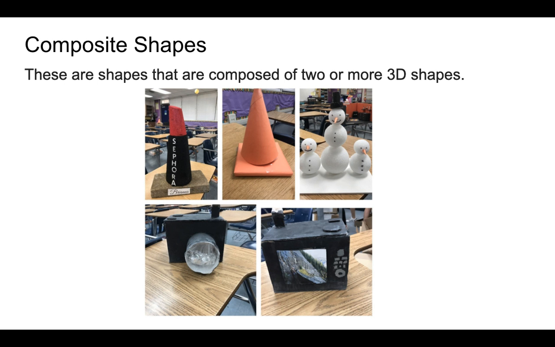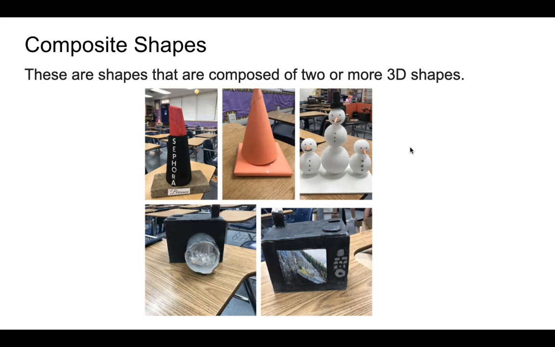So, what in the world is a composite shape? Well, these are shapes that are composed of two or more 3D shapes. So, for example, we have our traffic cone here. It consists of a cone and a rectangular prism. These snowmen have more than a few spheres with them. The noses would probably be represented by cones. So you can see that in the other pictures that they're made up of two or more three-dimensional shapes.